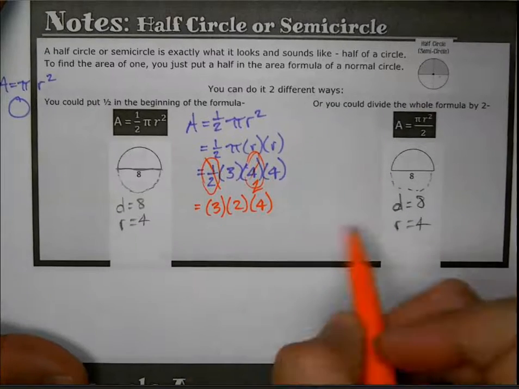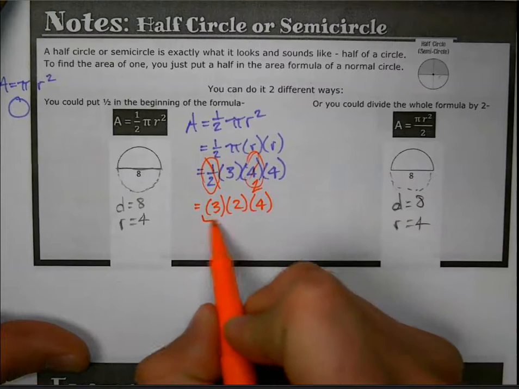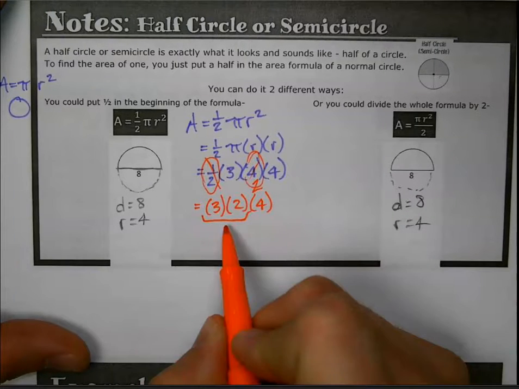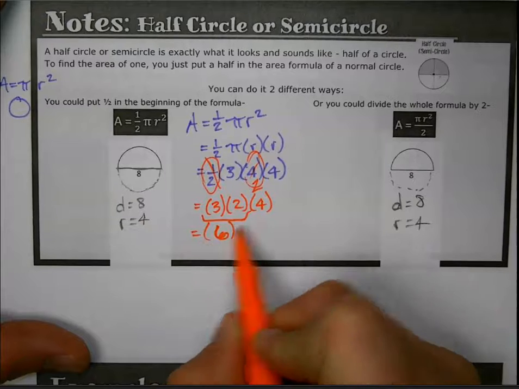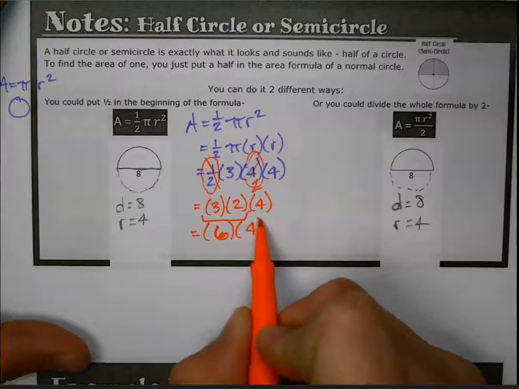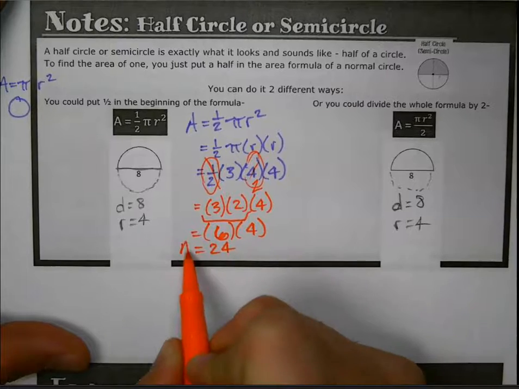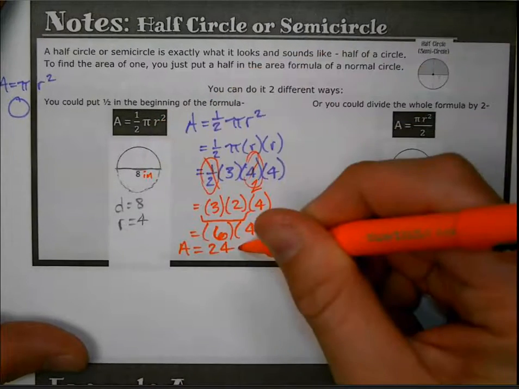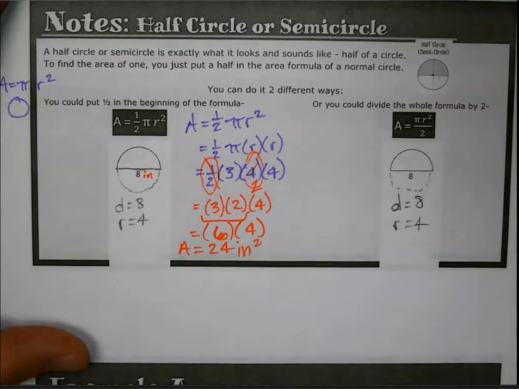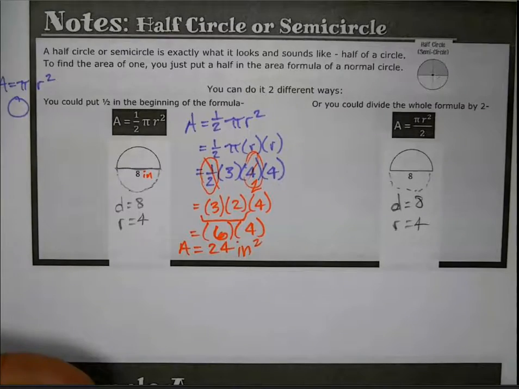Now I just multiply. With multiplication, you can do it in any order that you want, so I'm going to start with 3 times 2, that gives me 6. Then I bring this down. 6 times 4 gives me 24. So the area of this one is 24, let's just say it's inches squared. That's doing it with the 1/2 in front. Let's see the other way.